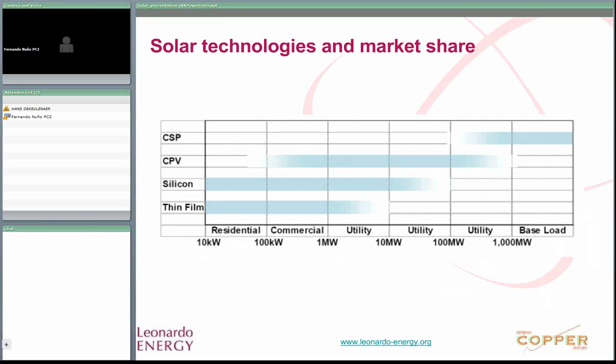Now we will see some definitions. This slide shows a market share among different technologies. On the bottom, thin film and silicon for residential and commercial applications, then concentration photovoltaics for utility scale, and concentration solar power for utility and base load.